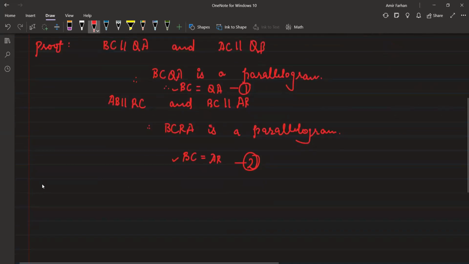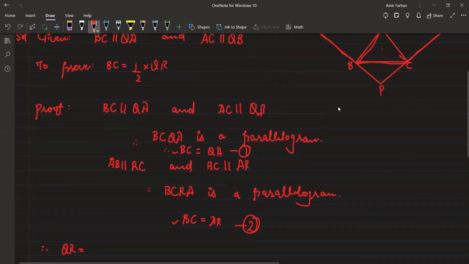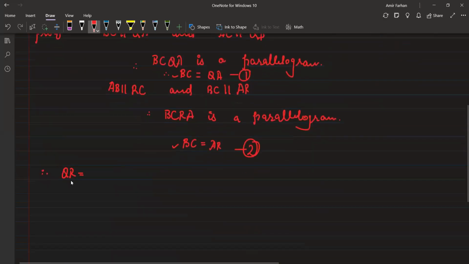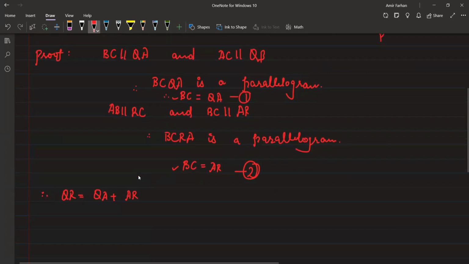Okay, let's not equate; I'll directly show you from here. Can I write QR as QA plus AR? Yes or no? If the line segment is divided into two parts, we have to add the individual portions to get the whole line segment. QR can be written as QA plus AR. Yes or no? Yes, sir.